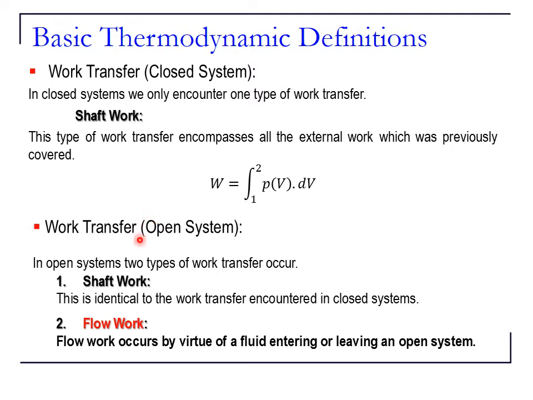In an open system, the difference is that we will have two types of work transfer. The first type will still be shaft work, which is the same as the work transfer in a closed system. And we will have an additional flow work, especially for an open system. This flow work occurs by virtue of a fluid entering or leaving an open system. So this is an additional item we need to consider for an open system.